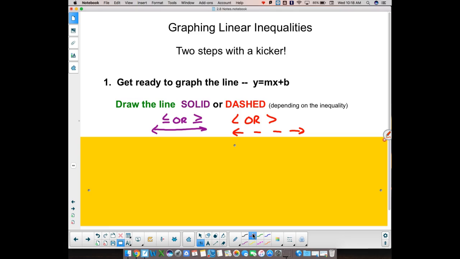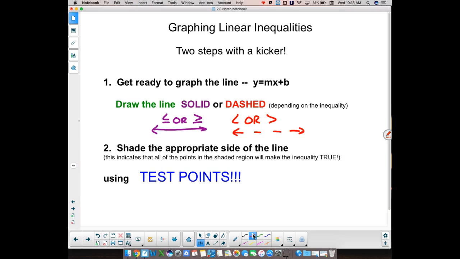Once the line is on our graph, then we have to figure out where the solutions are. Some people say that depending upon the inequality, you're going to go above the line or below the line. I do test points, because test points to me are easier than trying to remember all of those conditions. You are going to shade the appropriate side of the line, because that's going to be all of the points that make this inequality true, and we're going to do that using test points.